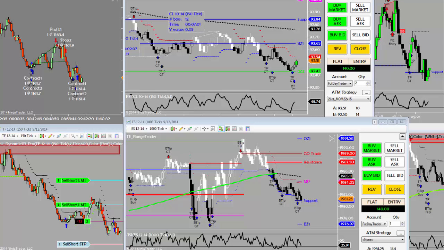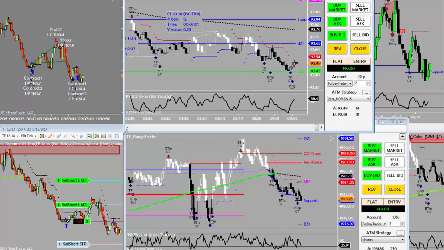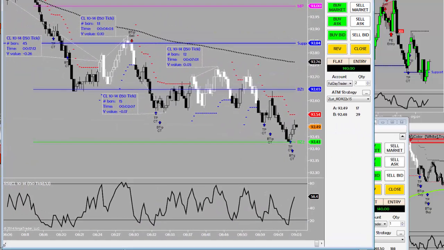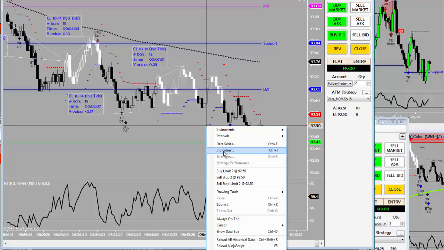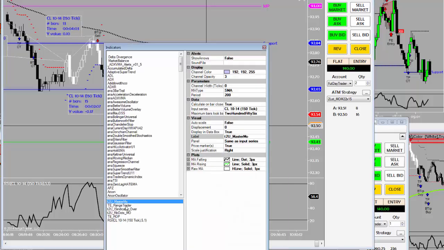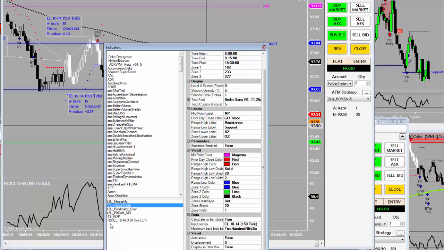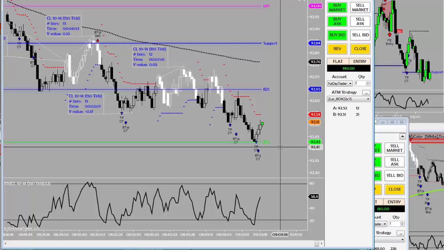Yeah, now Kevin asking a great question. So how do you recognize bid zone or sell zone? So this is my ClusterTrader. Okay, so I'm sorry, not the ClusterTrader. Right here, range trader. Okay, so the range trader is what produces these bid zones.